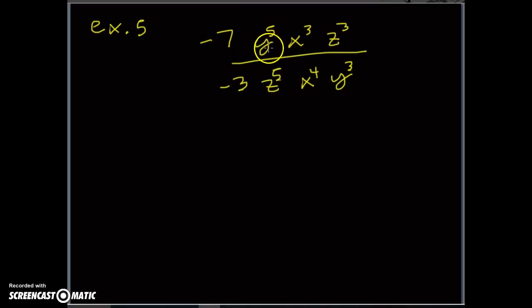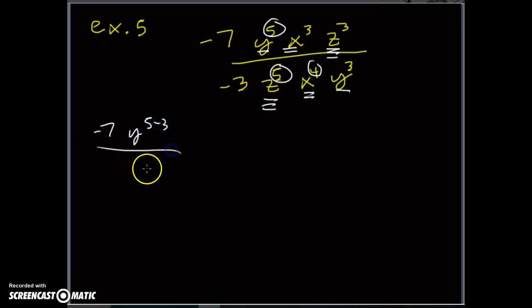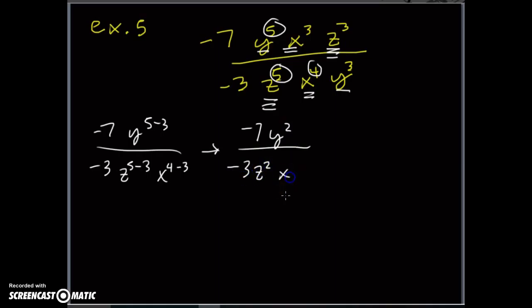Last example today. We've got y, we've got x, and z. Z, x, and y. Let's see, 5 and 3, 5's larger. 3 and 4, 4's larger. 5 and 3, 5's larger. So we've got negative 7. Y, 5 minus 3 over negative 3. Z was 5 minus 3. And x was 4 minus 3. We can simplify our subtraction to y squared over z squared x.